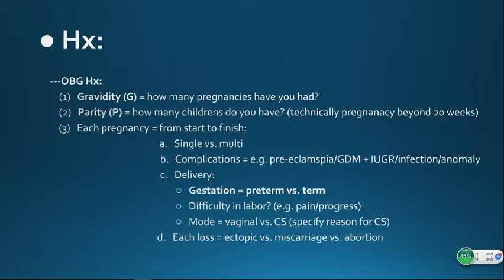Because cesarean sections might be an emergency cesarean section because of fetal distress or failure to progress, or it might be an elective cesarean section, such as for intrauterine growth restriction. And for each loss, you want to know also about what happened. Was it ectopic? Was it miscarriage? Or was it aborted?